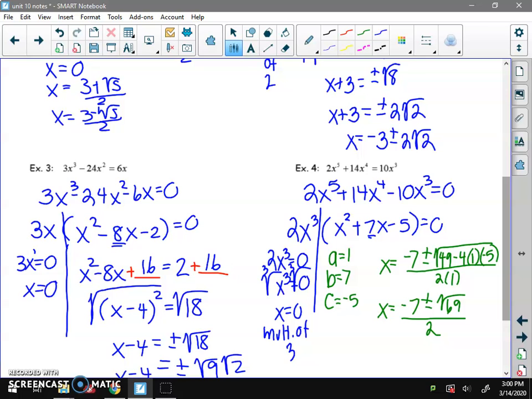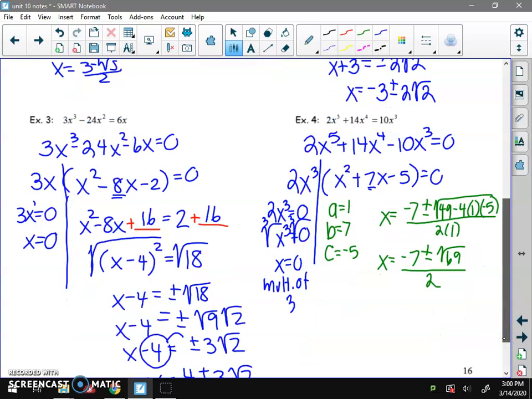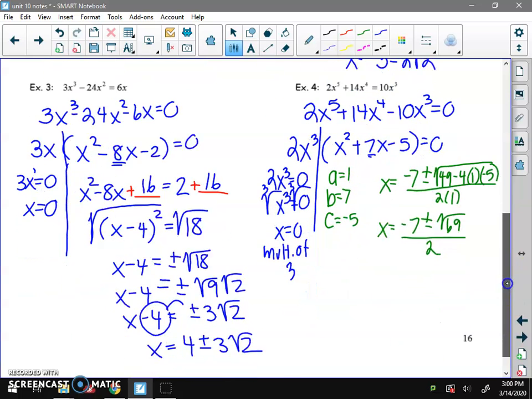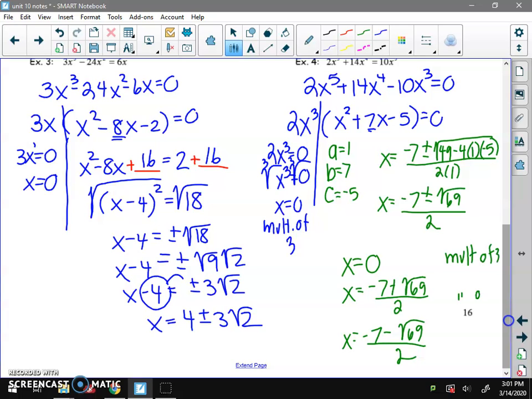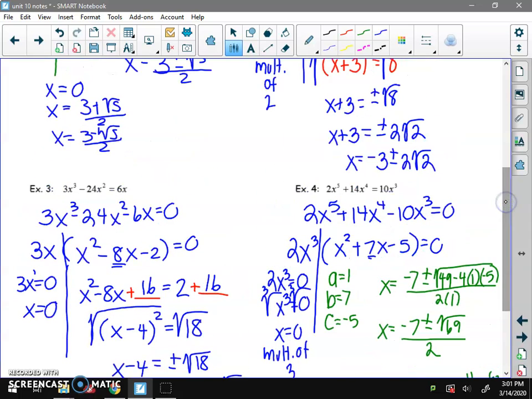Now, since 69 doesn't have any perfect square factors in it, it cannot simplify. So I have 3 answers here. I have x equals 0. I have x equals negative 7 plus the square root of 69 over 2. And I have negative 7 minus the square root of 69 over 2. Because this was x to the third, this one had a multiplicity of 3. These just had multiplicities of 1 each. And if you add the multiplicities, 3, 4, 5, gives us back our x to the fifth.